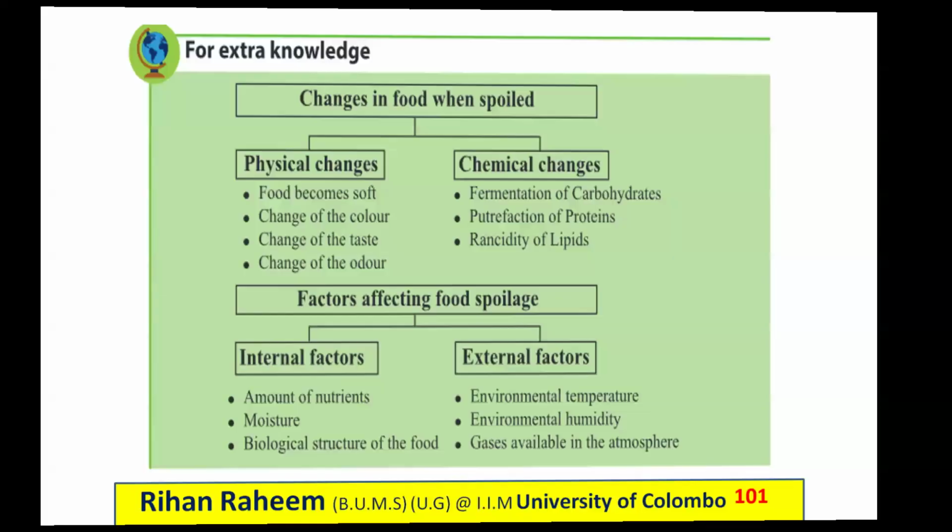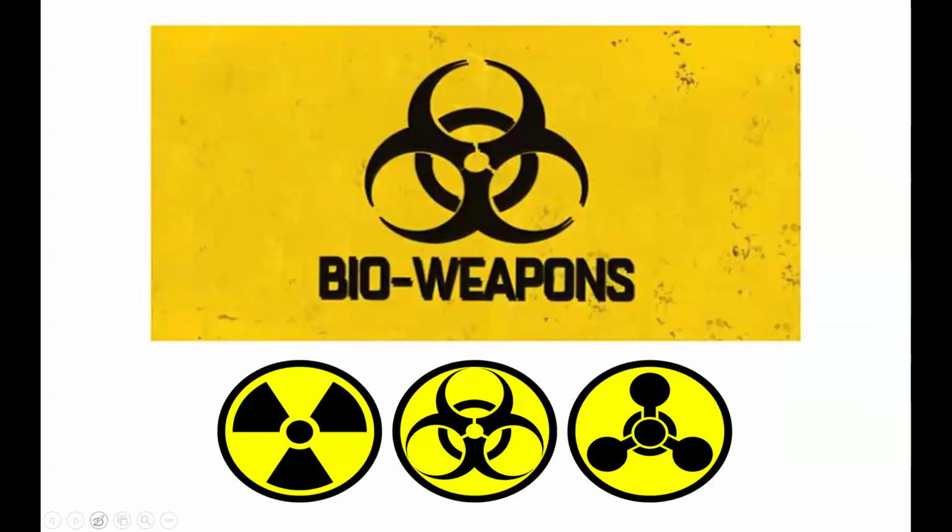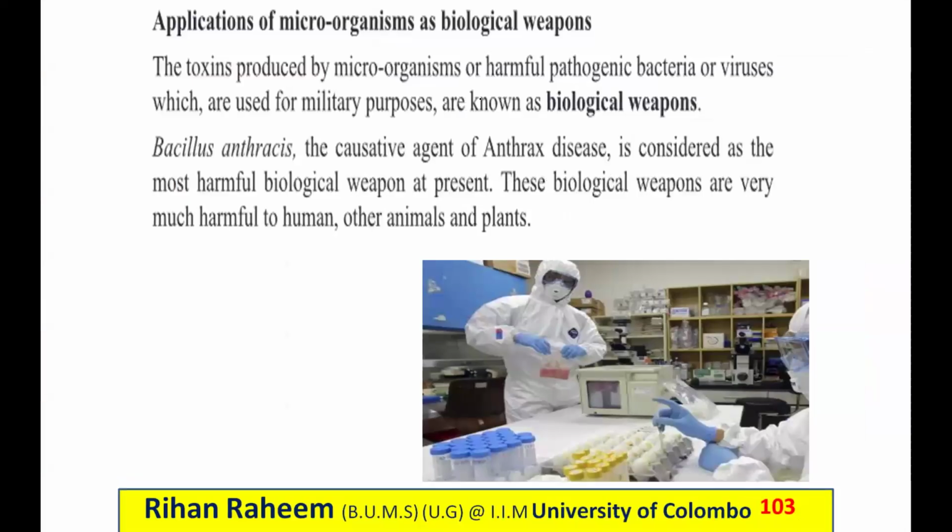Okay, then let's go to the last topic. Using microorganisms as biological weapons. Application of microorganisms as biological weapons. That means one country or one group of military, maybe terrorists, is using microorganisms, creating them and releasing them into another country so that the people and the army of that country get diseased, and sometimes die or suffer with the disease.